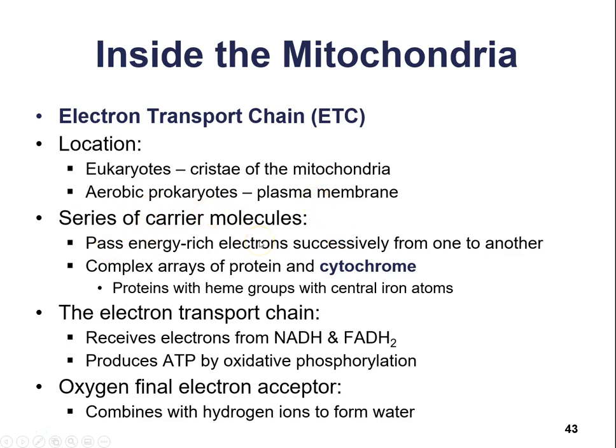There is a series of carrier molecules. They will pass these electrons around. Where are those electrons coming from? They're coming from the FADH2s and from those NADHs. So they're basically protein complexes that sit within the membrane, and those electrons are passed from complex to complex, just like we saw in photosynthesis, okay? The electron transport chain receives electrons from NADH and FADH2, and it will produce ATP by oxidative phosphorylation, chemiosmosis. We're going to talk about that. The final acceptor is oxygen, which then combines with hydrogen ions to form water.